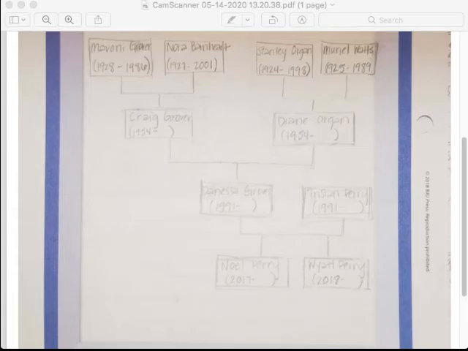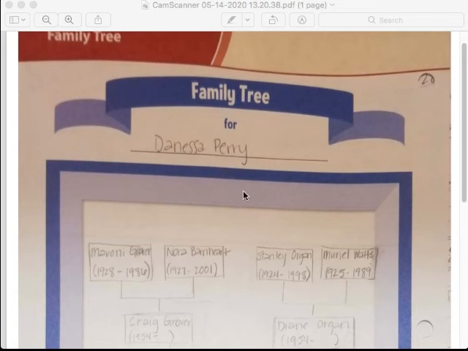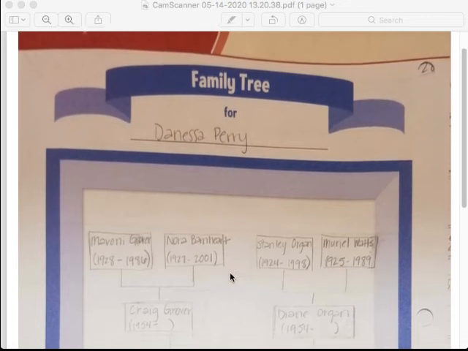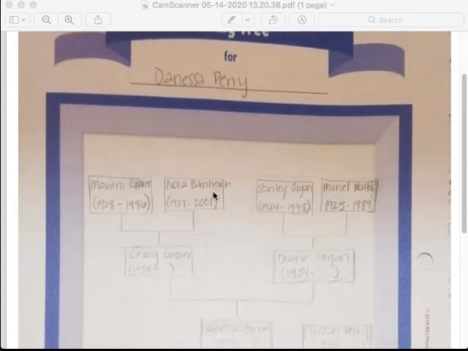All right? All right, so I'm going to show you my tree. I filled it out. I tried to cam scan it and it came out kind of light, so you might have to squint just a little bit. But here is what I expect from you guys, and this is what mine looks like, okay? All right, so I'm coming up to the top. It says family tree for Danessa Perry because that's who the family tree is on. All right, so if you're doing yourself, your name is going to go right there.